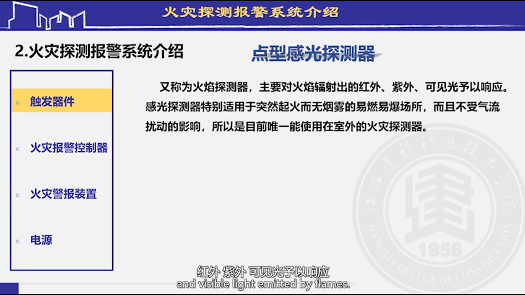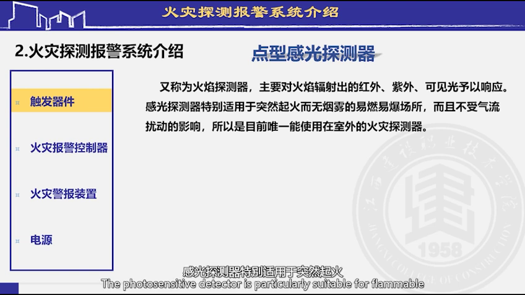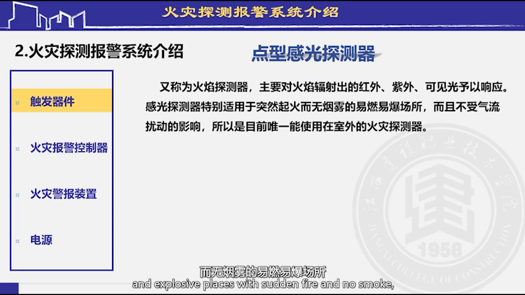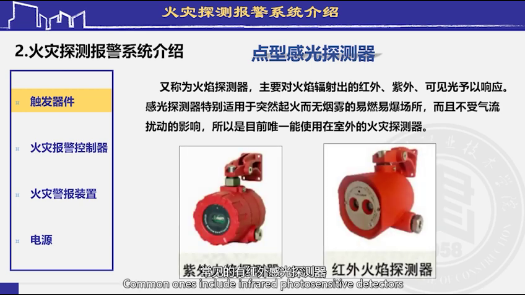Point-type photosensitive detectors, also known as flame detectors, mainly respond to the infrared, ultraviolet, and visible light emitted by flames. The photosensitive detector is particularly suitable for flammable and explosive places with sudden fire and no smoke, and is not affected by airflow disturbance. So it is currently the only outdoor fire detector that can be used. Common ones include infrared photosensitive detectors and ultraviolet photosensitive detectors.